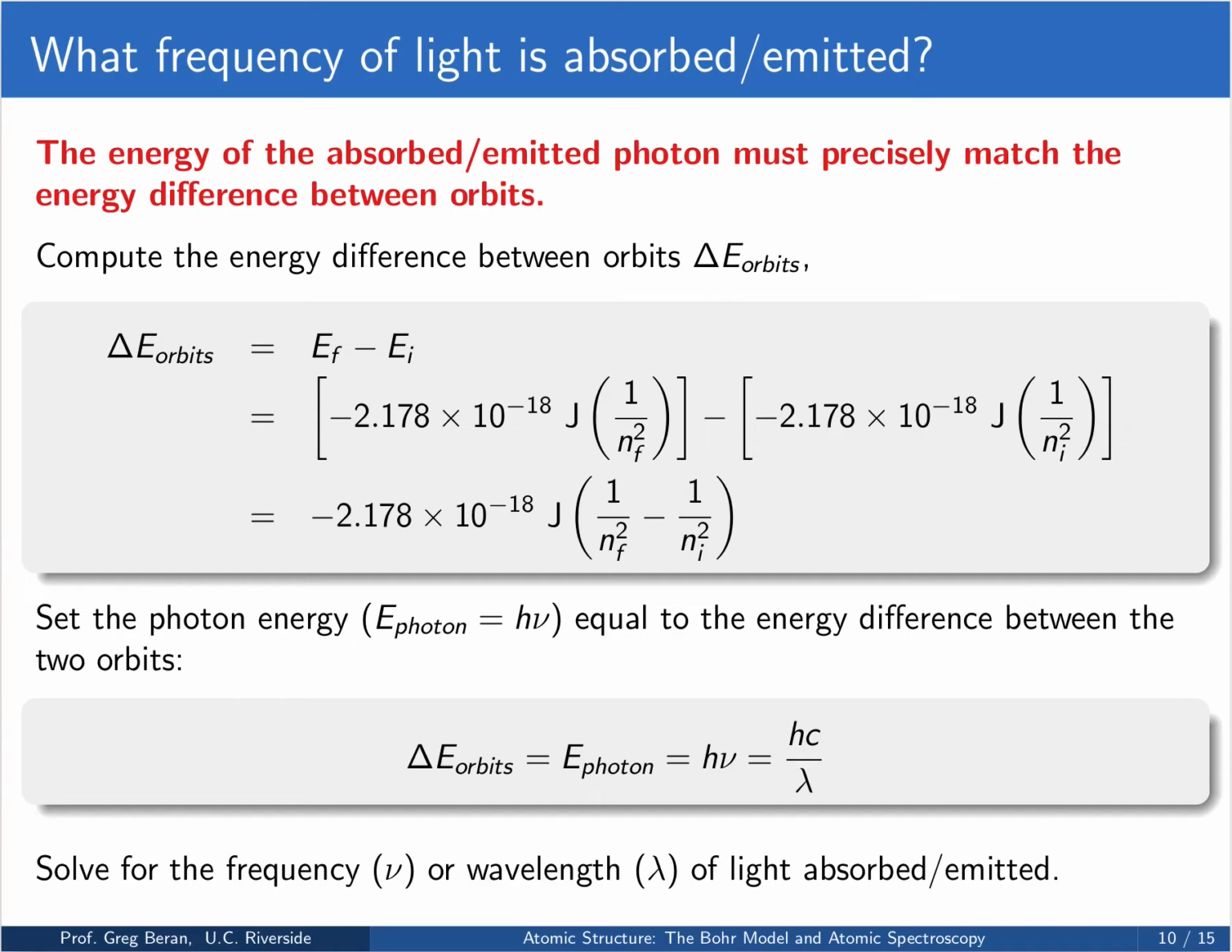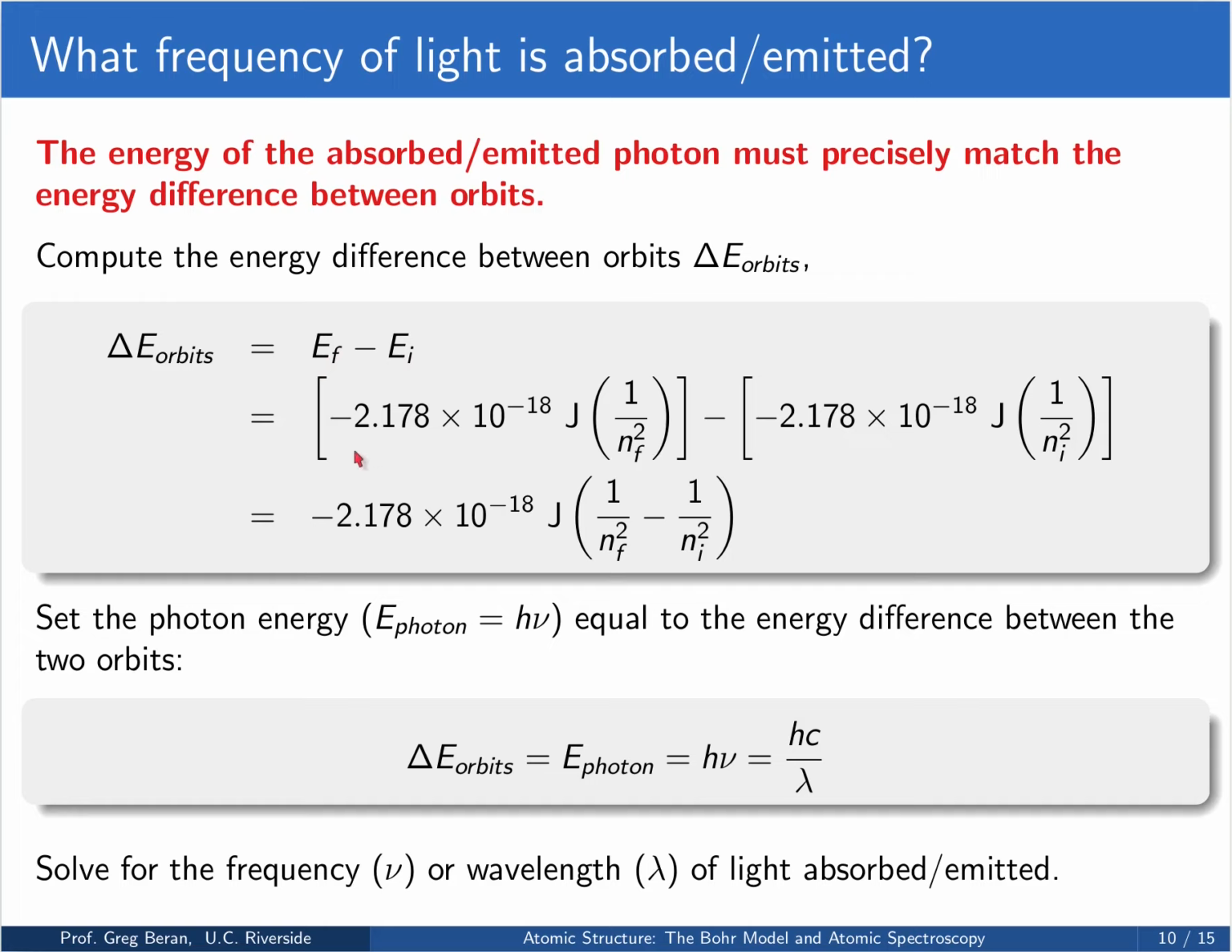We previously said that the energy of the photon must exactly correspond to the energy difference between the two states involved in our absorption or emission. How do we actually compute the frequency of light that's required in order to have that absorption or emission? So first we're going to compute the energy difference between the two orbits, which I'm calling here delta E orbits. So that's the energy difference between the final orbit and the initial orbit.